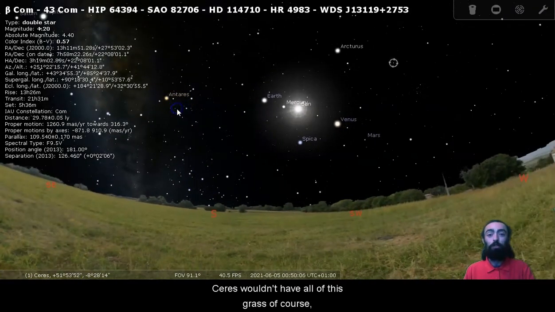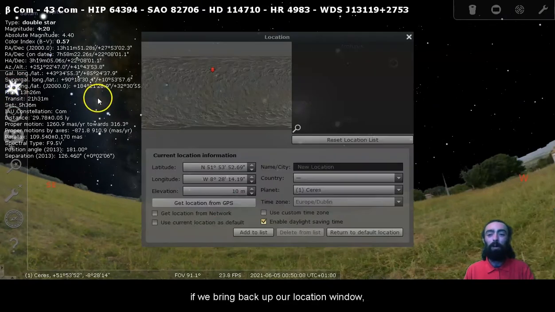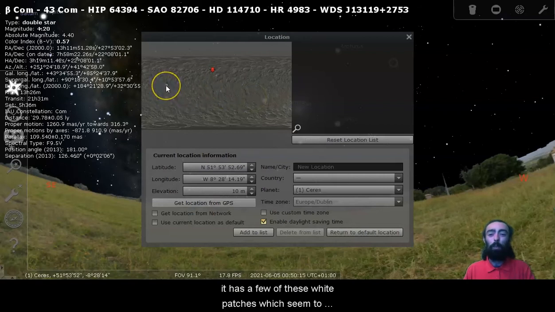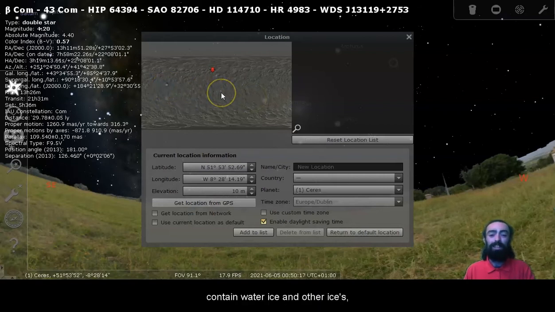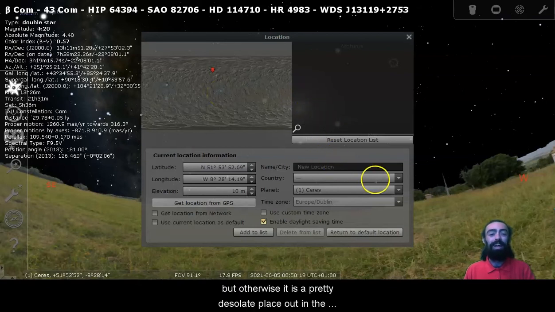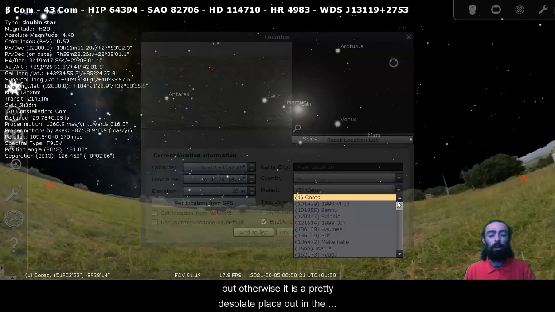Ceres wouldn't have all of this grass, of course. If we bring back up our location window, here is our map of Ceres, and it's quite a desolate looking surface. It has a few of these white patches which seem to contain water ice and other ices, but otherwise it is a pretty desolate place out in the asteroid belt.